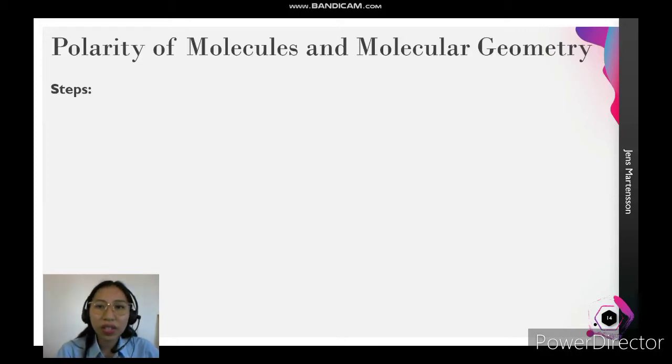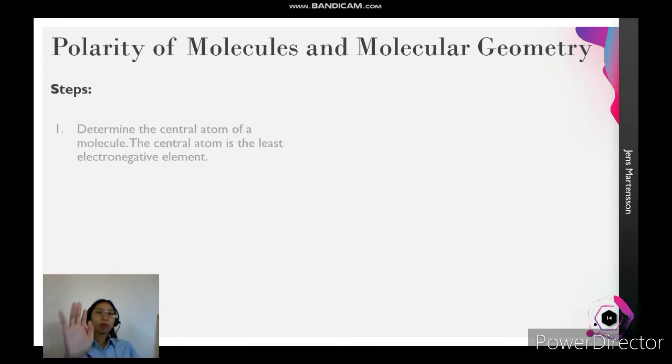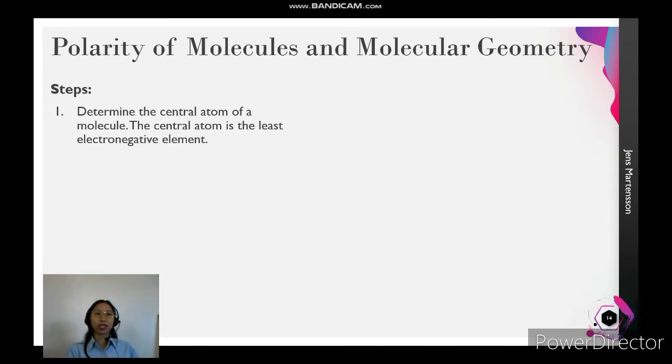Next, polarity of molecules and molecular geometry. In this lesson, we are going to look at the polarity of the molecules and how it is illustrated at the 3D level, or three-dimensional level. So the steps are the following. We have 5 steps in drawing the molecular geometry of your molecules.